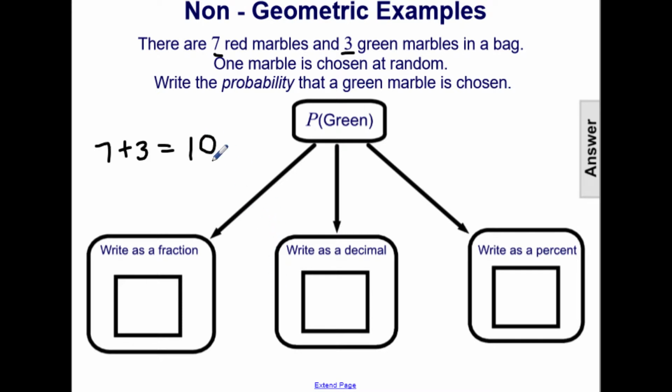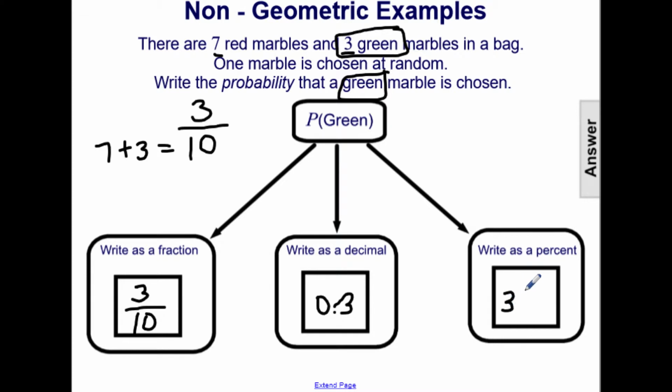So now we have to see the number of favorable outcomes. Well, we want the probability where the favorable is a green marble. And there are 3 green marbles. So out of those 10, 3 of them would be what we want. So that creates our fraction, our probability, 3 out of 10. As a decimal, 3 divided by 10 is 0.3. And as a percent, that would be 30%. Multiply by 100 or move your decimal 2 to the right.